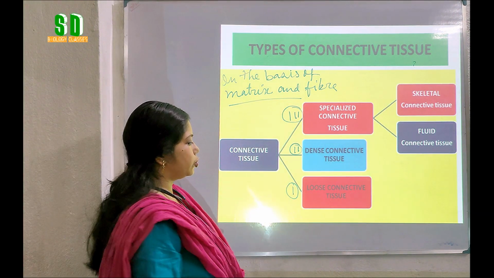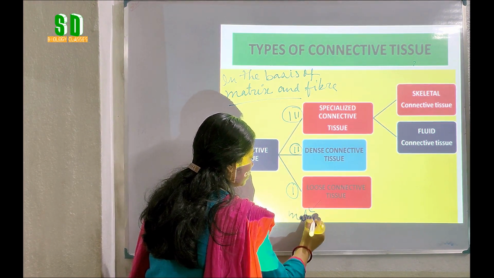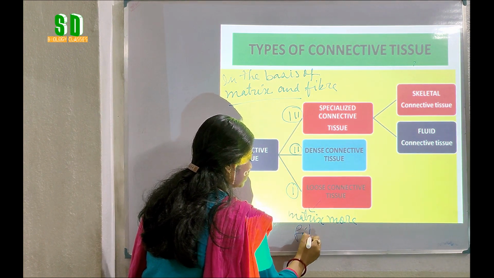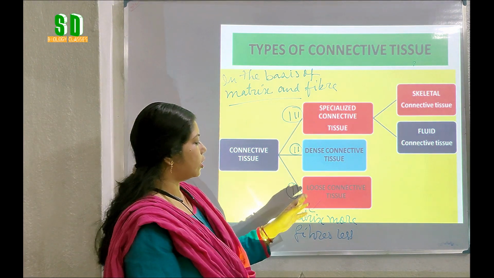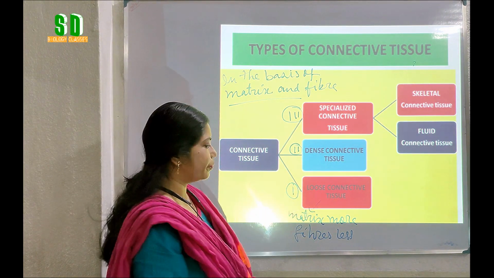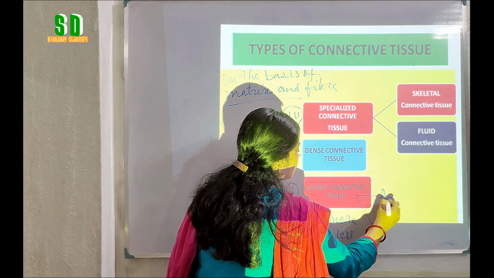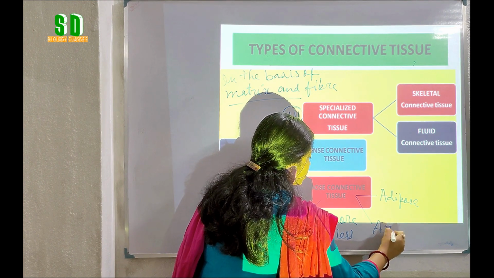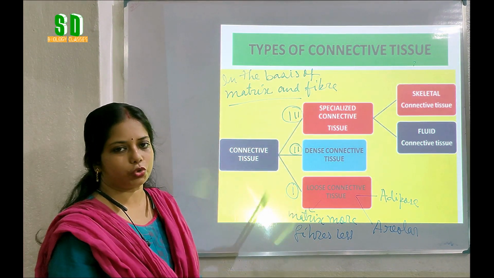What is loose connective tissue? The loose connective tissues are those in which matrix is more and fibers are less. That's why it is called loose connective tissue. What are the examples of the loose connective tissue? The adipose tissue and the areolar tissue are the two examples of the loose connective tissue.